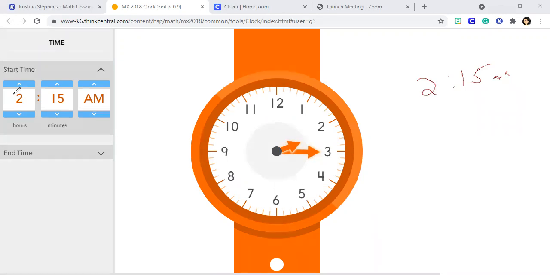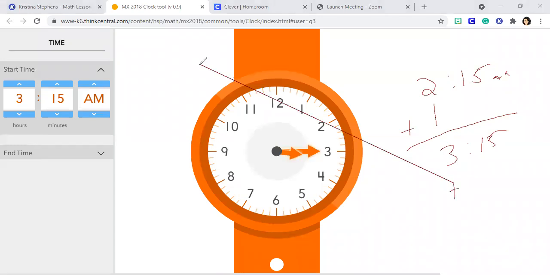So if I wanted to go forward just 1 whole hour, I know now that the time is going to be 3:15. So I could do this, go around the clock for 1 whole hour, and now it's 3:15 a.m. Now I want to go in and I want to add the 55 minutes. So I want to move forward by 55 minutes.